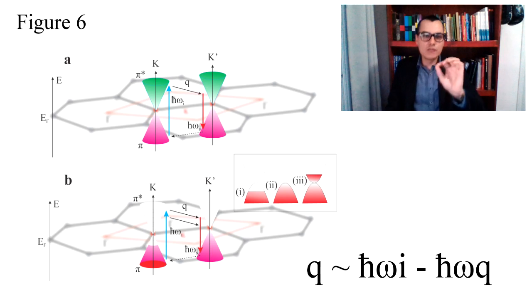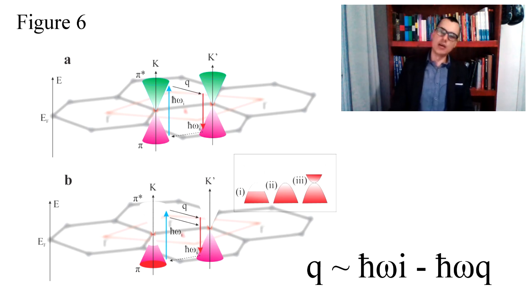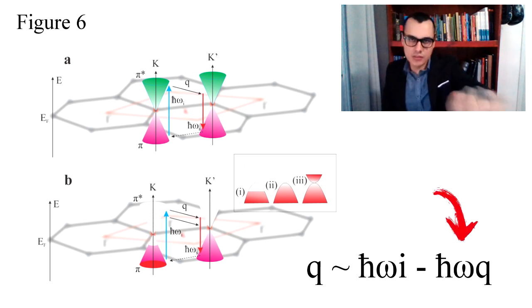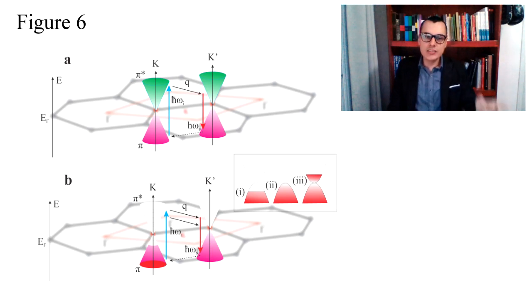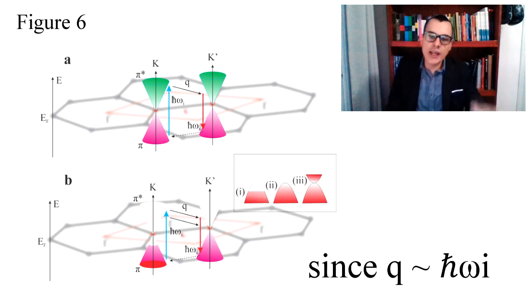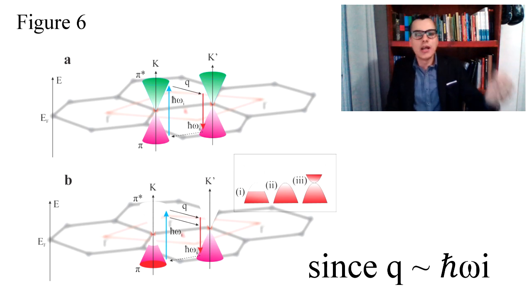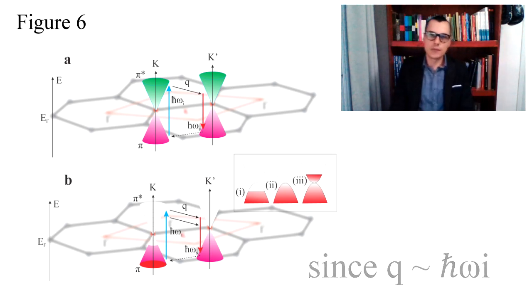Besides that, it's well known that the phonon energy is usually 10 times smaller than the incident photon energy. Thus, we can ignore this term in this equation. Thereby, it's clear that by varying the frequency of an incident photon, the D band will shift its position, since the q wave vector directly depends on the incident photon energy.